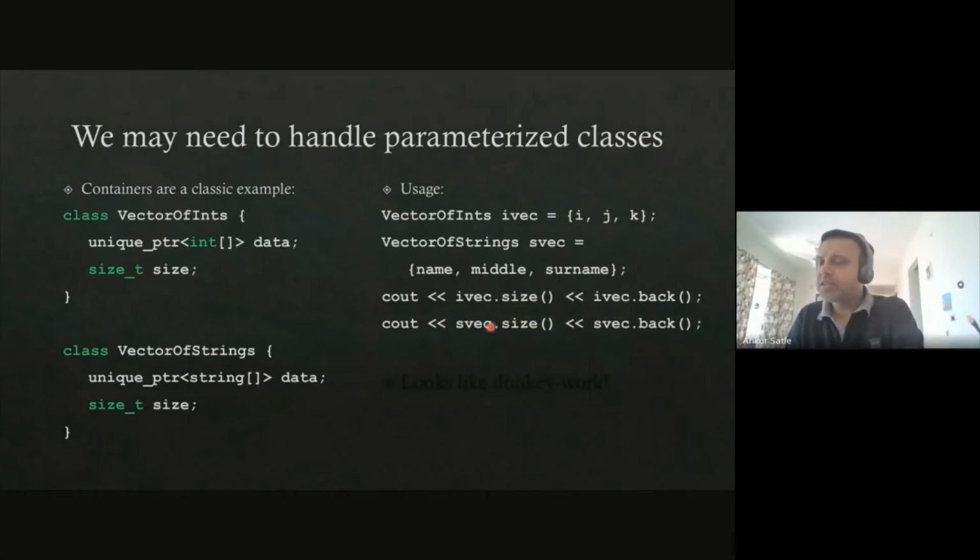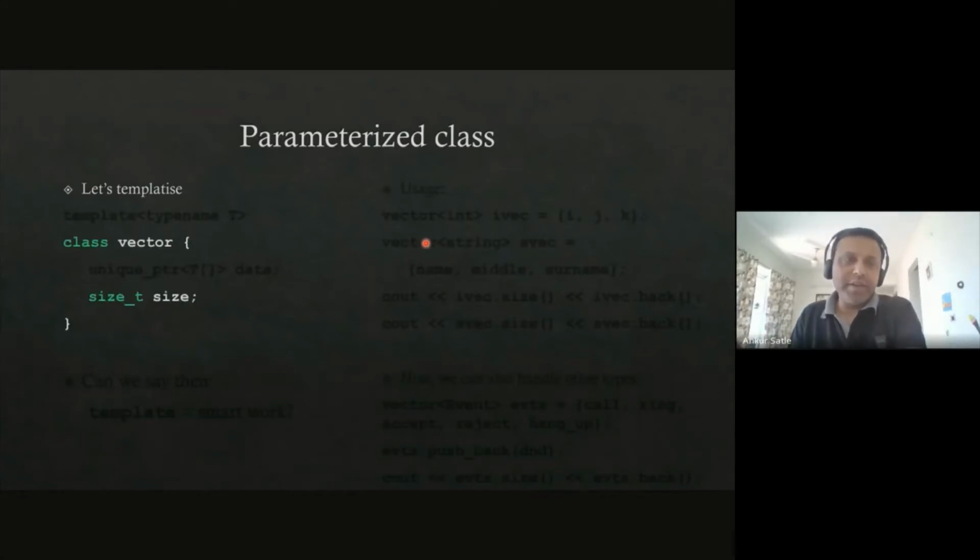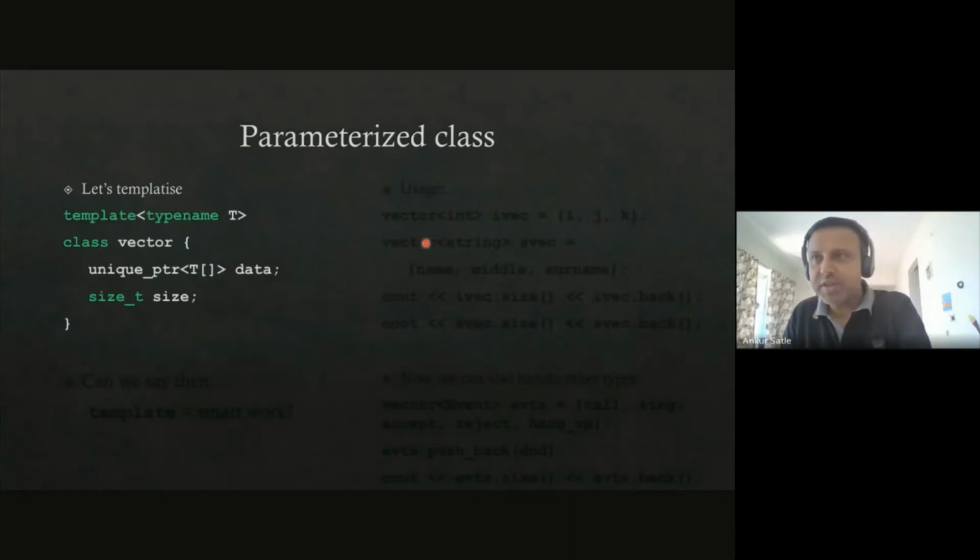Very similar cases, but it looks like donkey work. You have to create a new class, vector of strings, vector of employees, vector of events, vector of anything else, floats. So you would get into a lot of manual creation of new data types. So instead, of course, the answer would be templates. So you just introduce templates and manage a lot of T's now inside a vector.